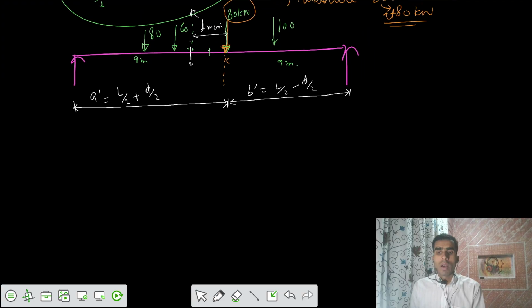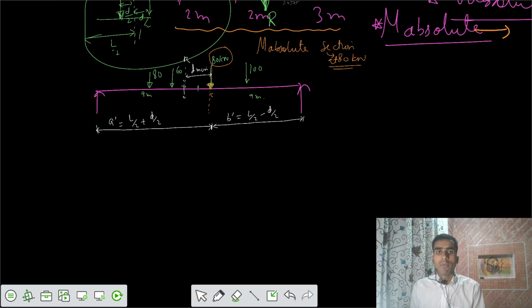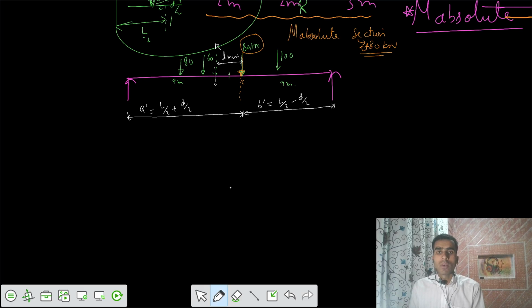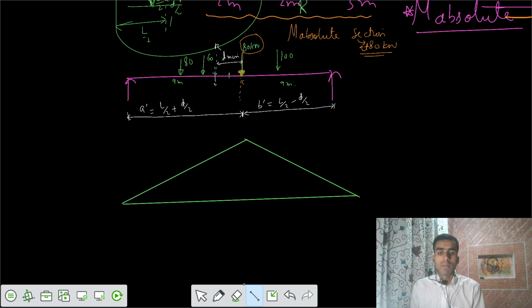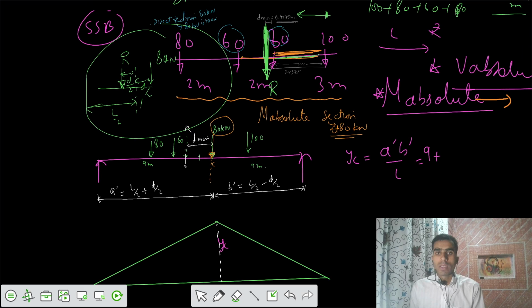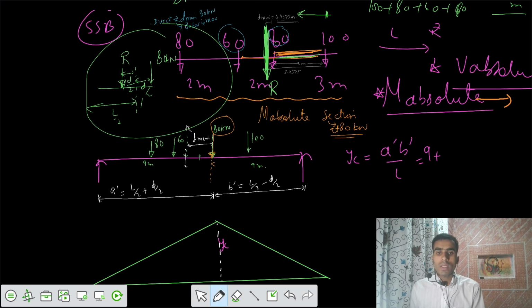So finally your bending moment ordinate, the ILD ordinate at critical location C, would be A dash B dash by L. It's not at the midspan, but at some location from the midspan, and the ordinate is YC, Y at critical location C. YC is equal to A dash B dash by L. That is, L by 2, which was your 9 meter, plus D by 2, which was your 0.4375 meter divided by 2.